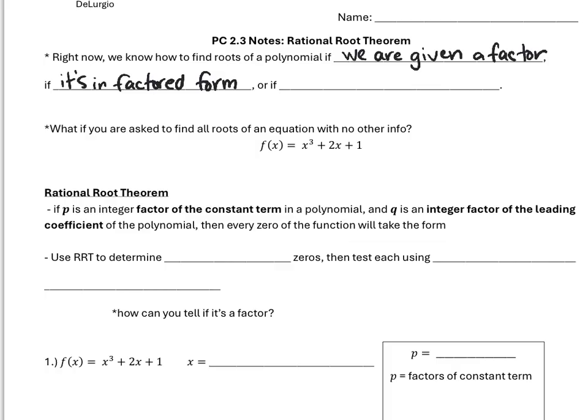Or if it is quadratic in pattern. So this is where we have an x to the fourth minus x squared minus 6. We could still use the x method on this because it's in this quadratic pattern.